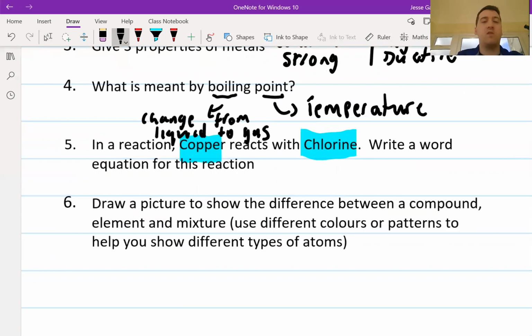Okay. All right, this is what you should have. We start on the left-hand side by writing down the elements. We've got copper plus chlorine.